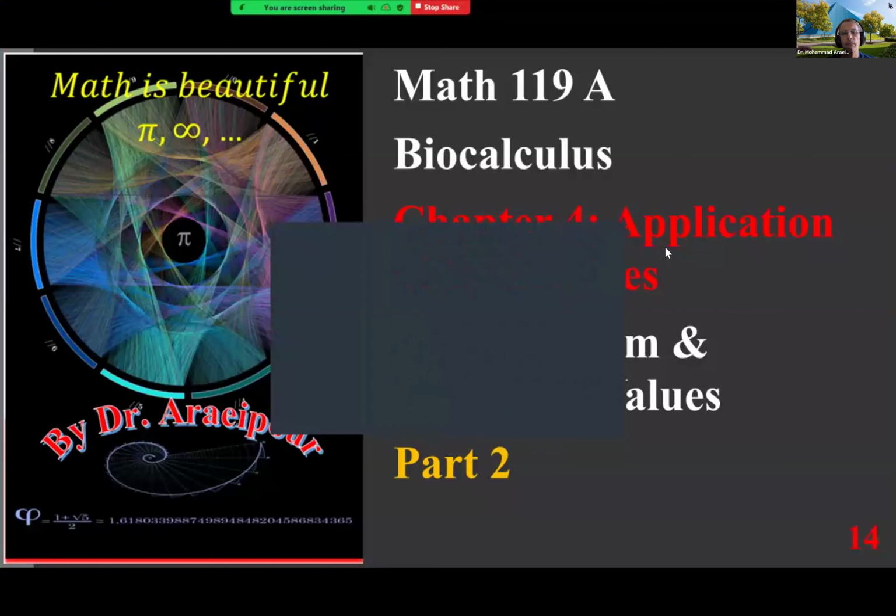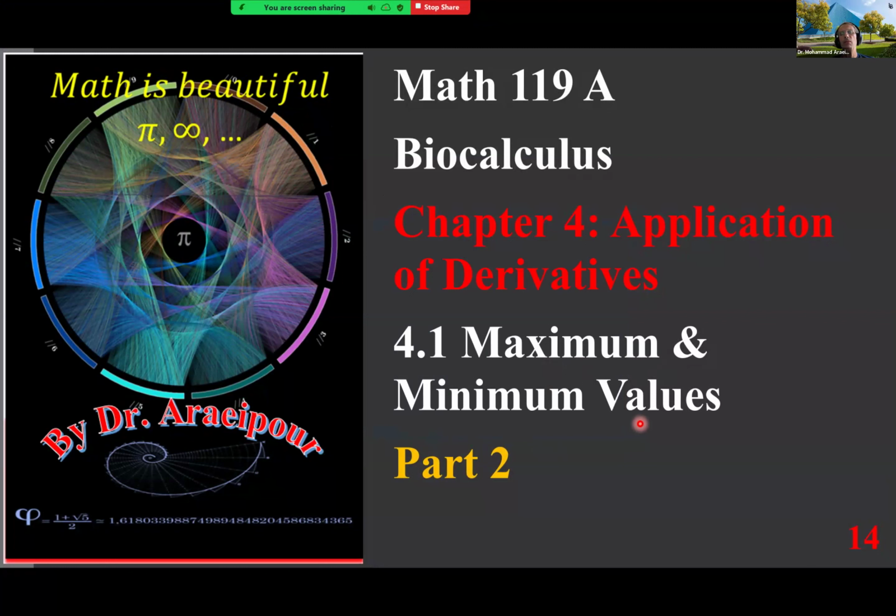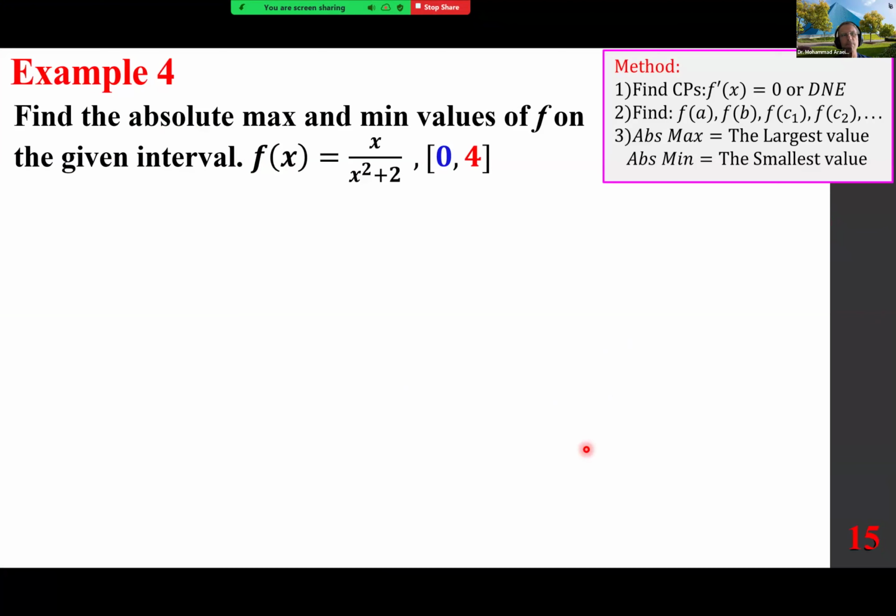Good afternoon, class. We are looking at Chapter 4, Applications of Derivatives, Section 4.1, Maximum and Minimum Values. We have done a big chunk of the section, so we're going to move on to more examples. Find the absolute max, example 4.